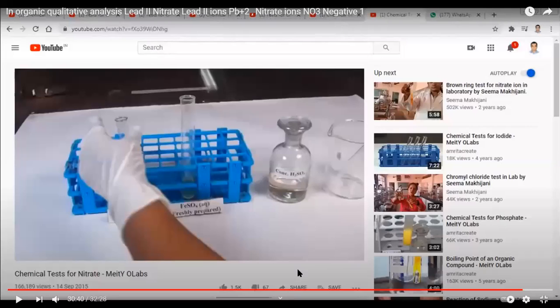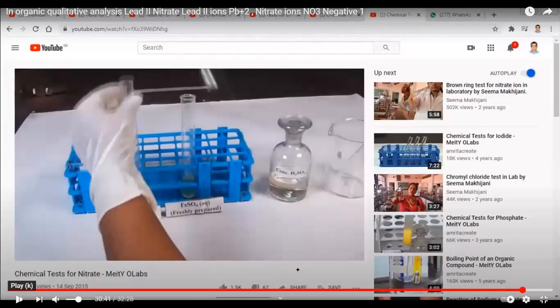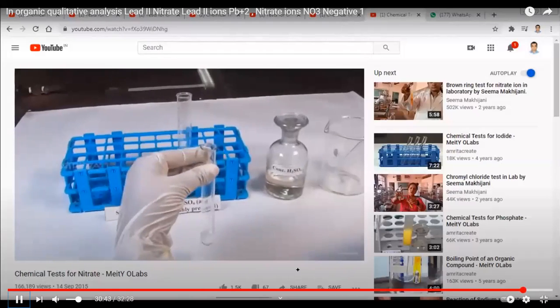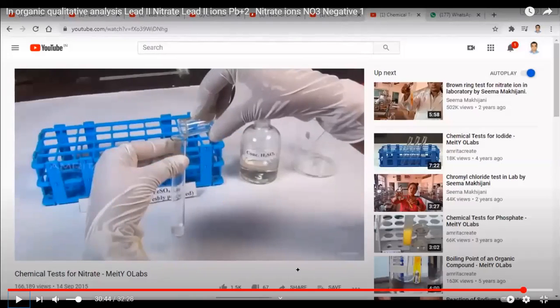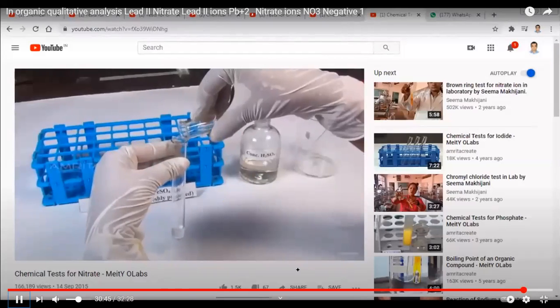Okay, dear students, to perform the brown ring test, we first need FeSO4 with us. So we use the freshly prepared FeSO4 solution. Now you can see that we are going to add the FeSO4 solution into the solution of our salt which is given to us.